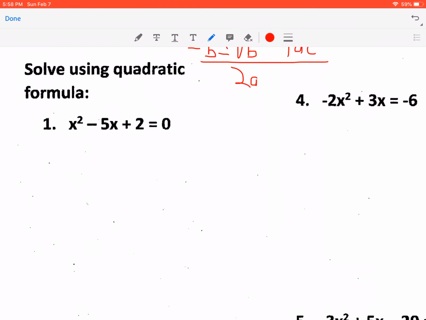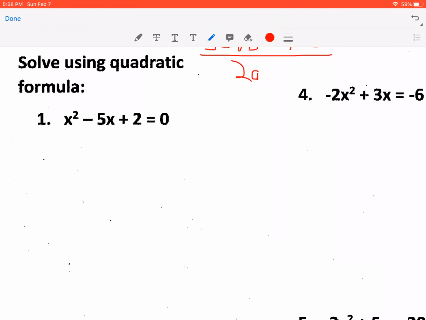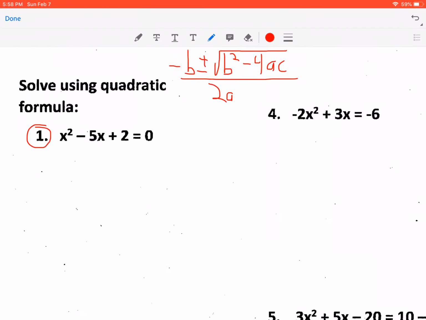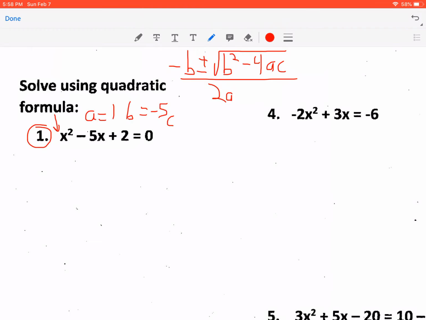Remember, make sure that the quadratic, the trinomial, is in standard form. Number 1 is currently in standard form, so we don't have to worry about that. And the number in front of x squared is always a, so in this case a is 1. B is the number in front of x, so that would be a negative 5. C is the number by itself, so in this case that's a 2.